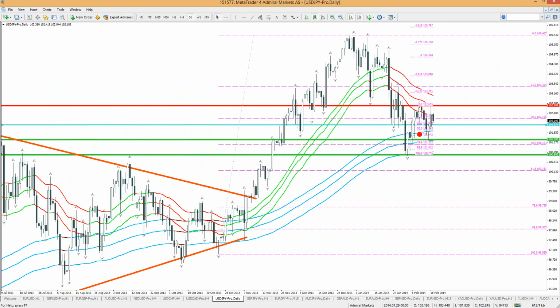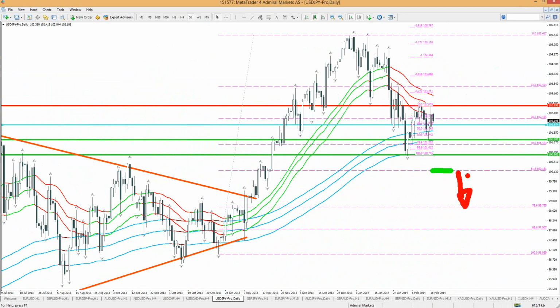You can see we stopped at the blue band of the daily chart on the dollar yen. So I'm very cautious with downside, because the downside can be very limited. Only below 100 do I really see more space for the dollar yen to move down. Until then, I would be very cautious.